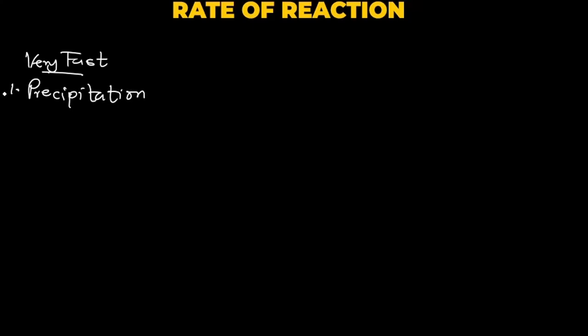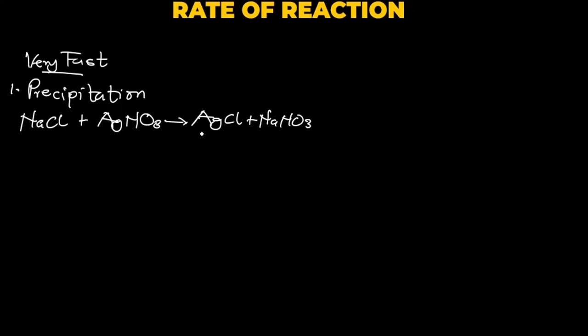In a precipitation reaction like this one, that's what we use for the test for ions. So let's say we have sodium chloride solution, and then we add silver nitrate. What is going to be the product? We are going to have silver chloride, which is going to be a white precipitate, and then we have sodium nitrate. Sodium nitrate is soluble, so we are not going to see that. But this is going to be a white PPT.